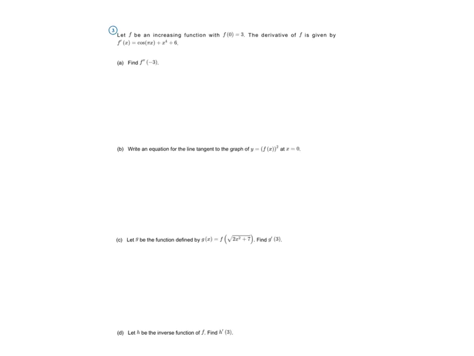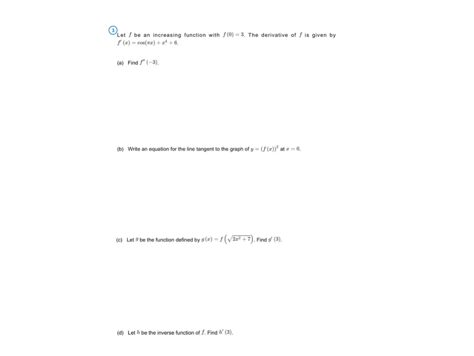Okay, so the next one says let f be an increasing function. f of 0 equals 3. So they're saying it's always increasing, and then they give you the derivative of f. So just realize that they're saying that this is always positive, and we probably could have figured that out. Maybe not actually, but this is always positive. Since f is always increasing, the derivative will always be positive.